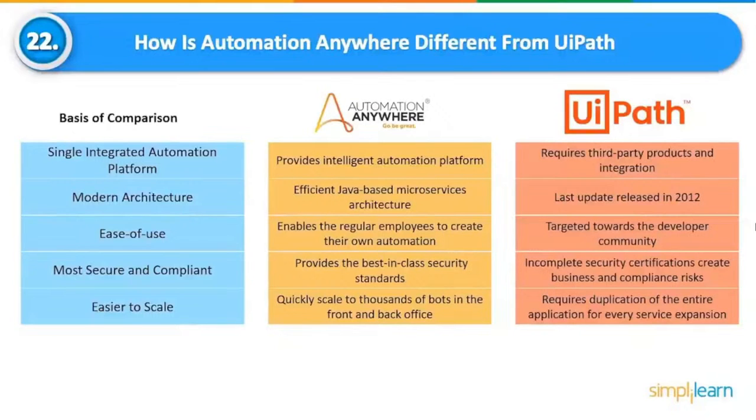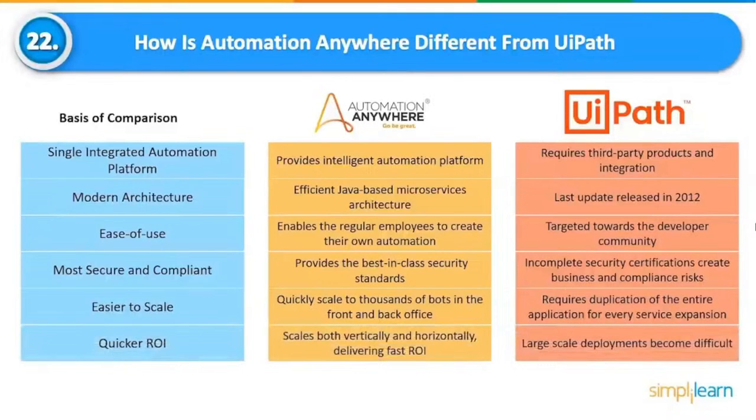UiPath's architecture is unable to scale horizontally and requires duplication of the entire application for every service expansion. Quicker ROI. In Automation Anywhere, the modern microservices architecture enables the platform to scale both vertically and horizontally, delivering faster ROI. In UiPath, with most deployments limited to a single digit, large-scale deployments become difficult.